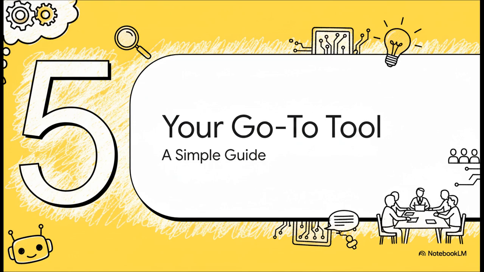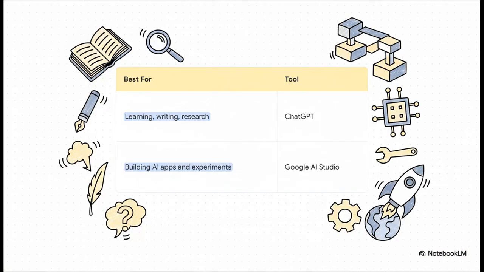Okay, so let's bring this all home. Let's answer that big question we started with. Now that we really get the difference between the assistant and the workshop, choosing the right one becomes a whole lot simpler. It really is this simple. It all boils down to your goal. If you're focused on learning or writing or research, tasks you need help completing, then ChatGPT is your tool. But if your goal is to build, to experiment, to create new AI applications, well, then you head over to the Google AI Studio workshop.